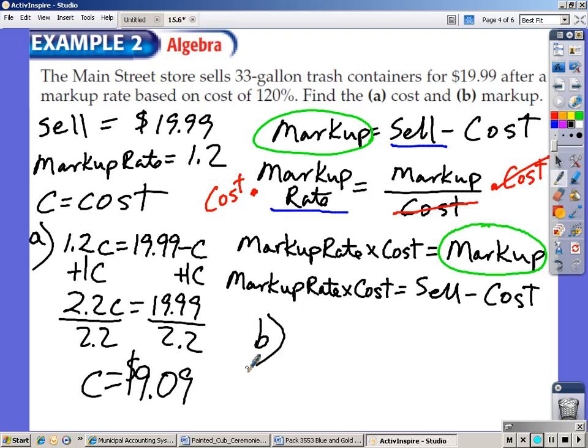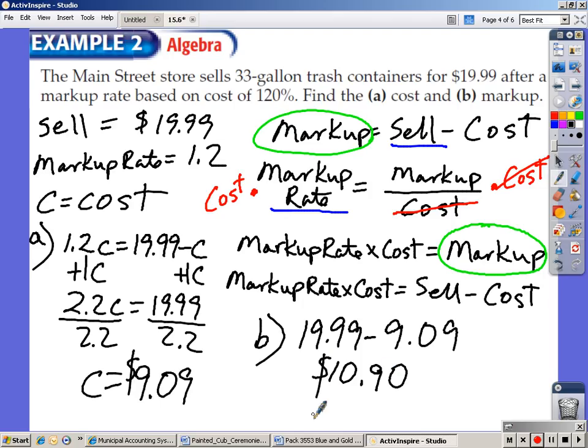Part B wants us to find the markup. Well, looking back at my formula that I'd already had down, markup equals selling price minus cost. Well, I just found my cost. I already know my selling price. So, $19.99 minus $9.09. Okay? 1999 minus 909 is $10.90. That is my markup.